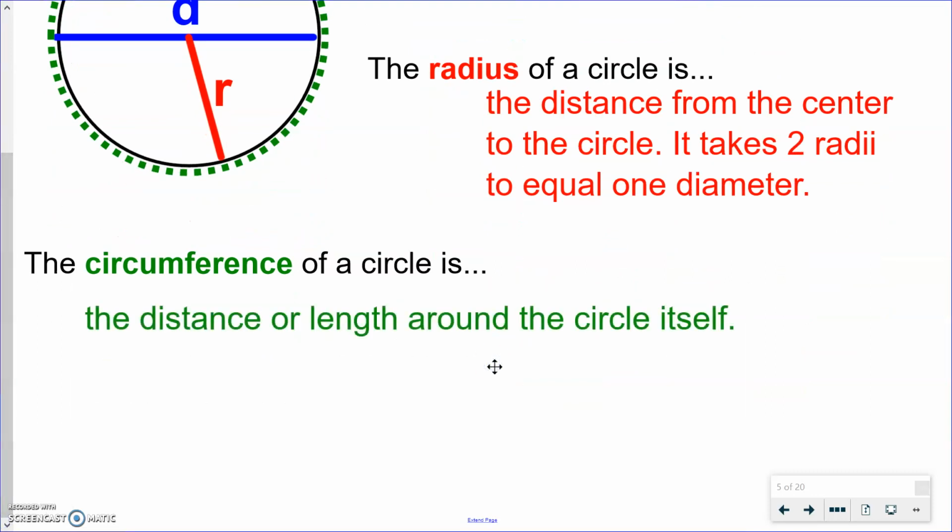And last but not least, the circumference of a circle is the distance or length around the circle itself. So your circumference is the distance around the circle. That's what we're going to kind of focus on today. We're going to work on discovering pi. I'm going to show you how to use the tool we are using today.